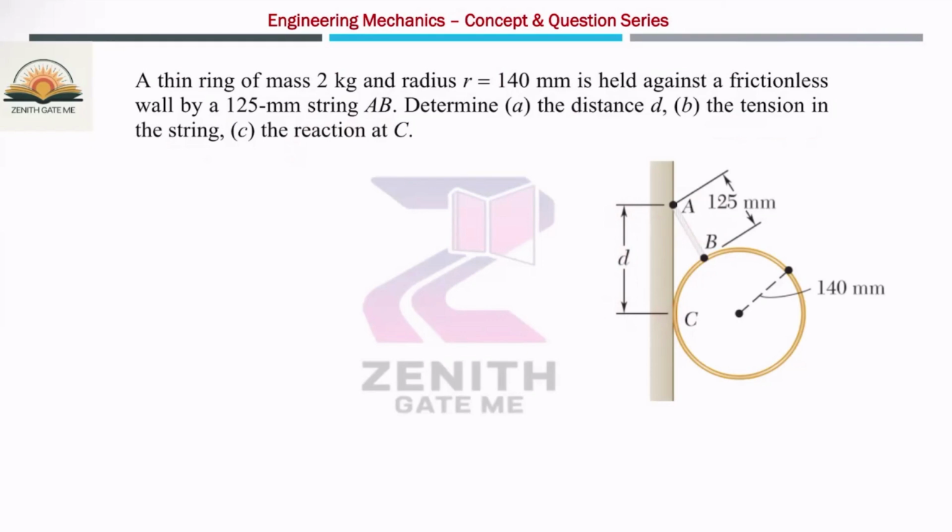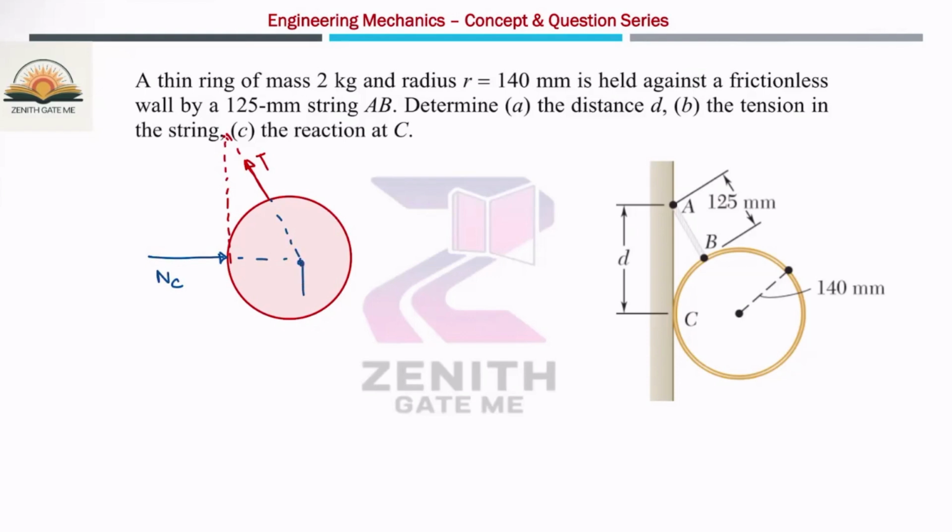For solving this particular problem, again you have to draw the free body diagram. That's why I am telling you, if you have a thorough understanding of how to draw the free body diagram, 90% of the problem will be done. So I will take this ring and apply the forces acting on it. One is the tension force, and another will be the normal reaction at C. So let us suppose this is NC.